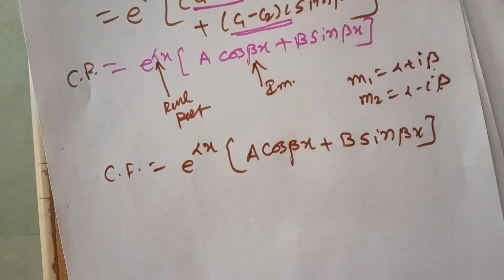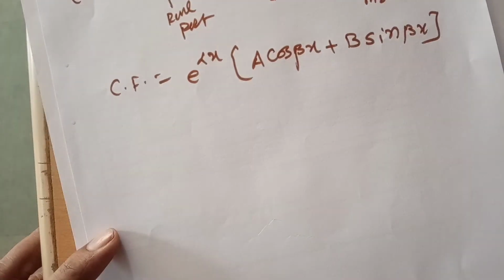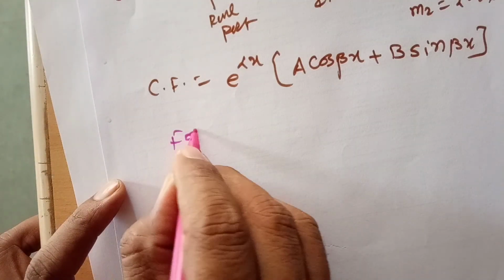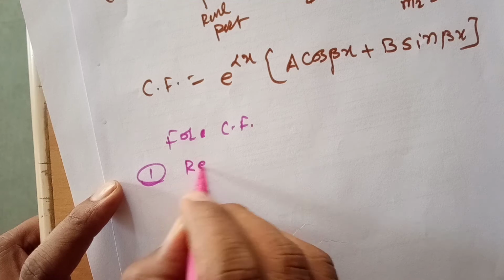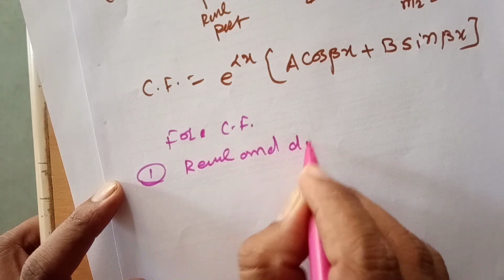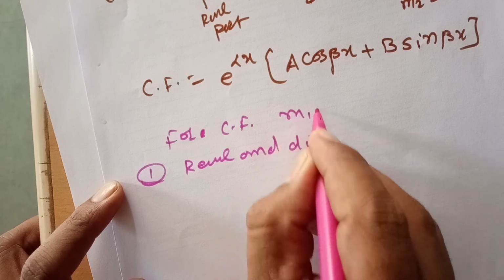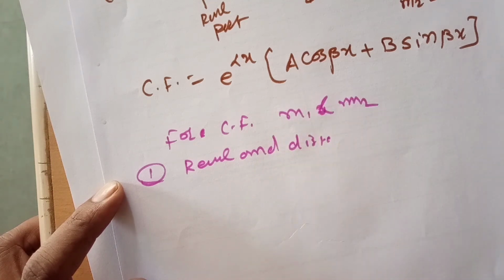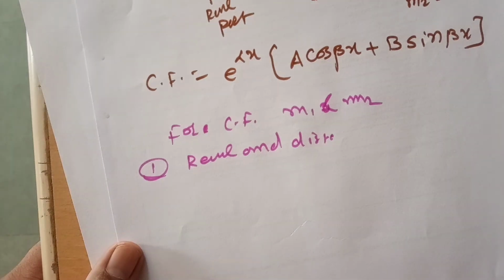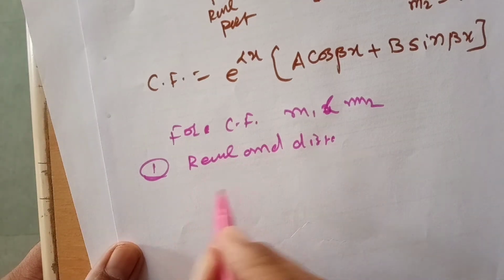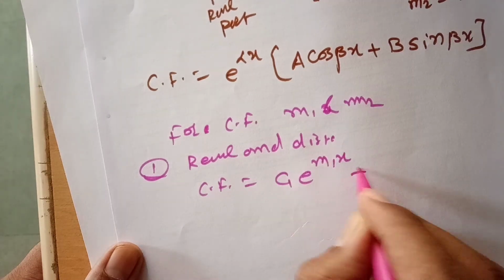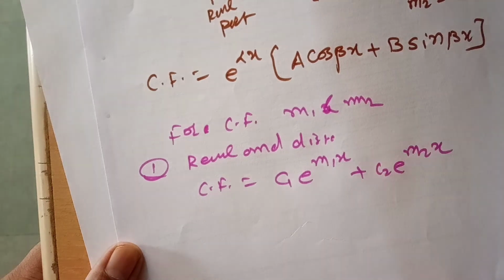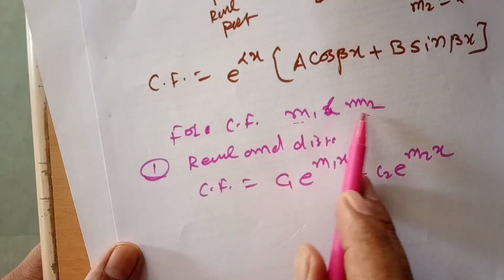I will summarize what we learned and what the method is to find CF. For CF, case number one: if roots are real and distinct, if I am taking only m1 and m2 roots, this equation having only m1 and m2 roots, then we find CF as c1 into e raised to m1 x plus c2 into e raised to m2 x. If roots are real and distinct, then our CF is in this way. Again, remember, I am only taking these two roots.